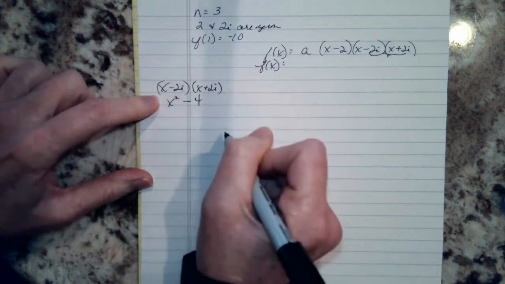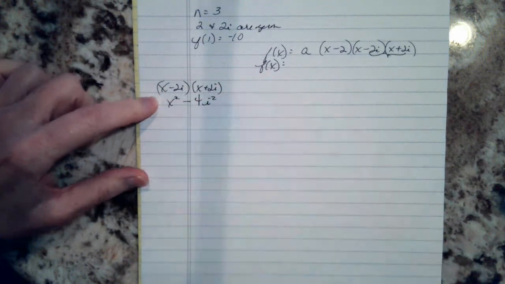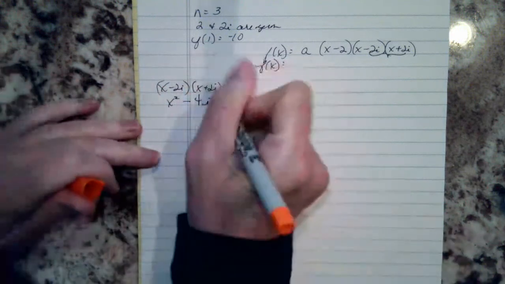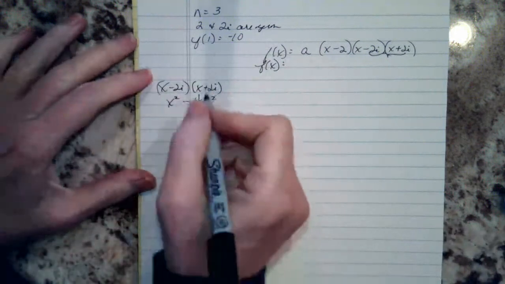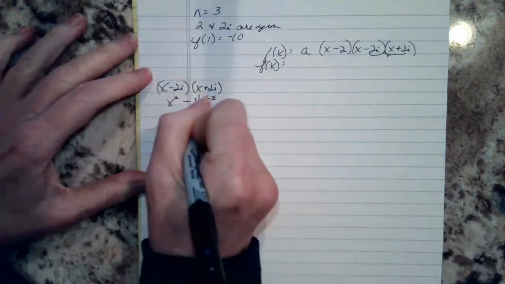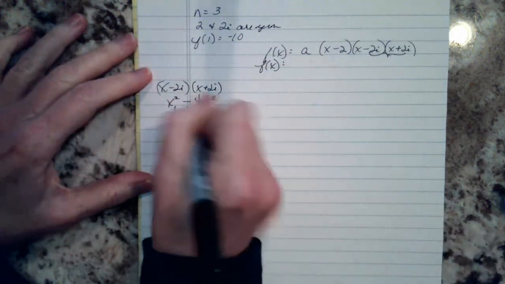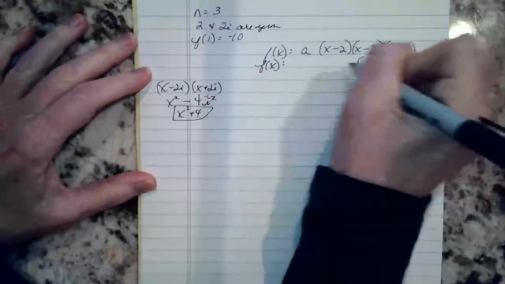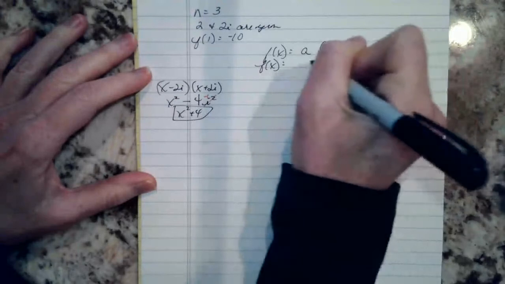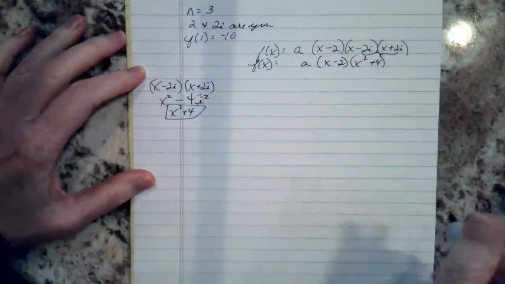2 times 2 is 4. I times I is i squared. Always, i squared becomes a negative 1. Negative 4 times negative 1 creates x squared plus 4 for this bit. X squared plus 4. Let me rewrite all the rest of the gobbledygook.